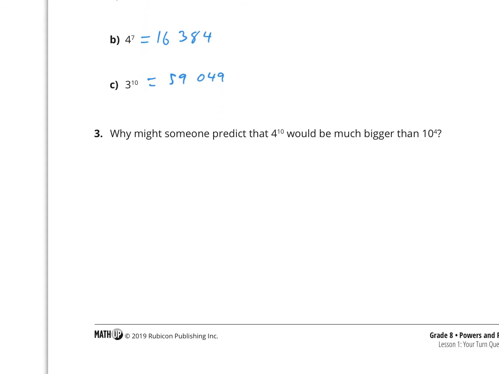And then question 3 asks, why might someone predict that 4 to the power of 10 would be much bigger than 10 to the power of 4? Well, we can see that when we looked at these last couple of questions, this one here, 4 to the power of 7, was actually much, much smaller than 3 to the power of 10. Even though our base is smaller, when we had a larger exponent, we can see that it made for a much larger value. So I might say something like this. Oftentimes, the exponent makes a much bigger difference on the value than the base. Let's move on to question 4.